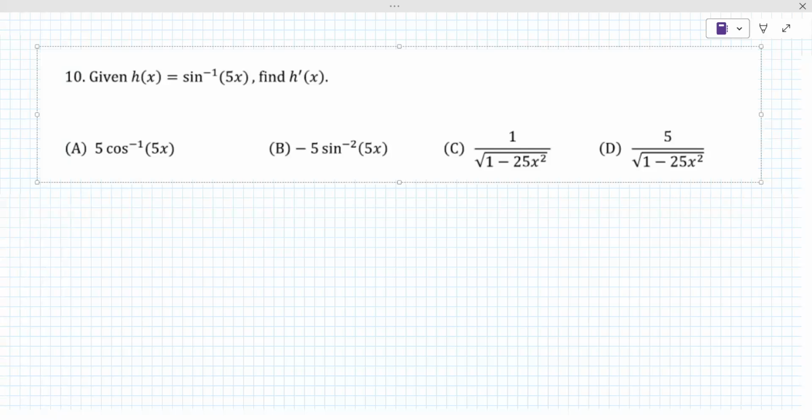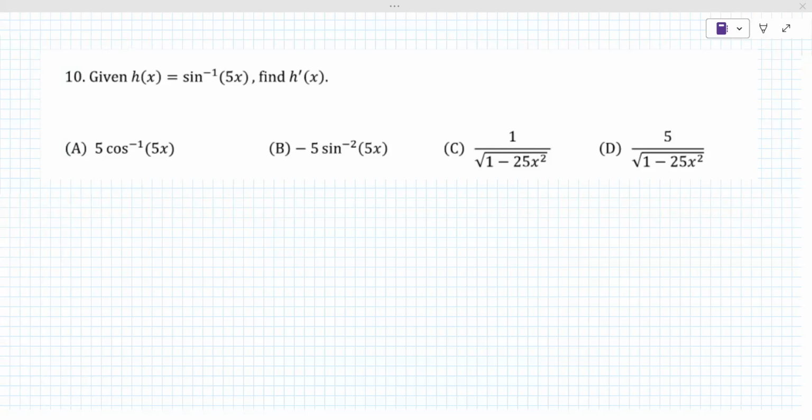All right, let me know when you're ready to go into number 10. I'm ready. All right. So inverse trig, there's sine, cosine, tangent, secant, cosecant, cotangent.